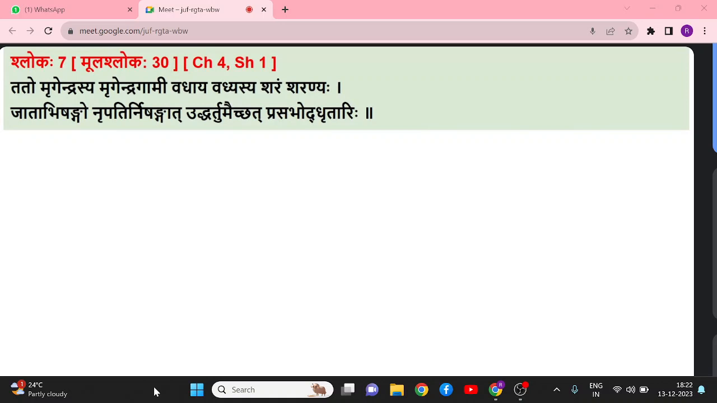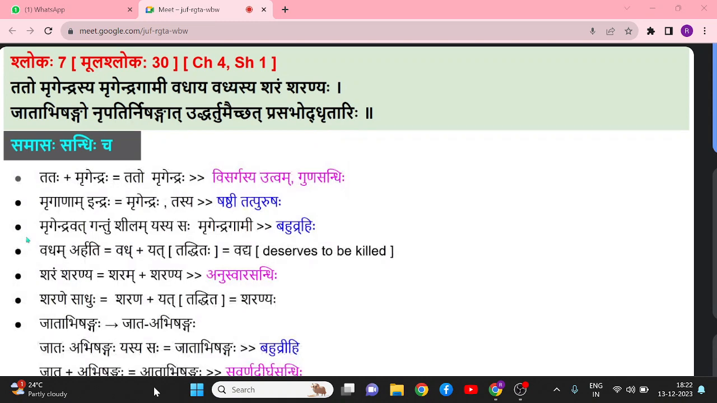Prasabodhrutarihi: the one by whom the enemies have been conquered by force. Uttamam, thank you. So sandhi, samasa, tatu, this was done. Mrugaanam indrah, this was done. This one: mrigavat gantum sheelam yasya sah mrigendragami, bahuvrihi.